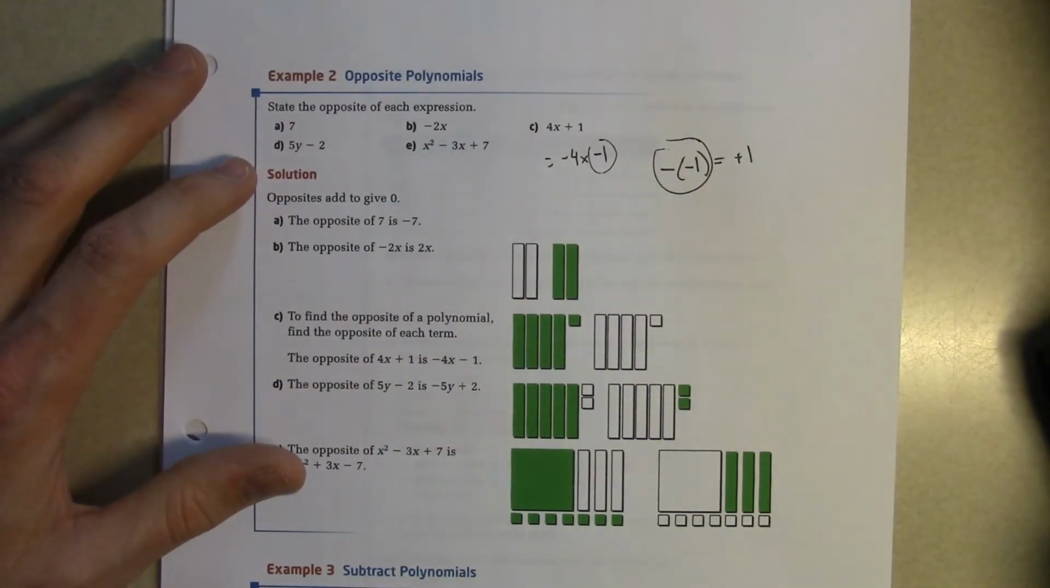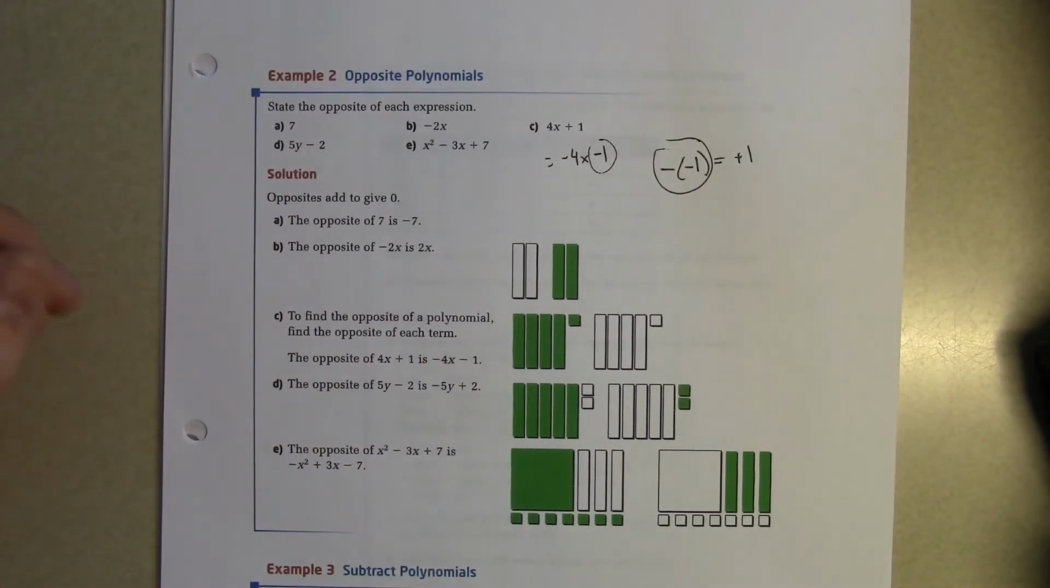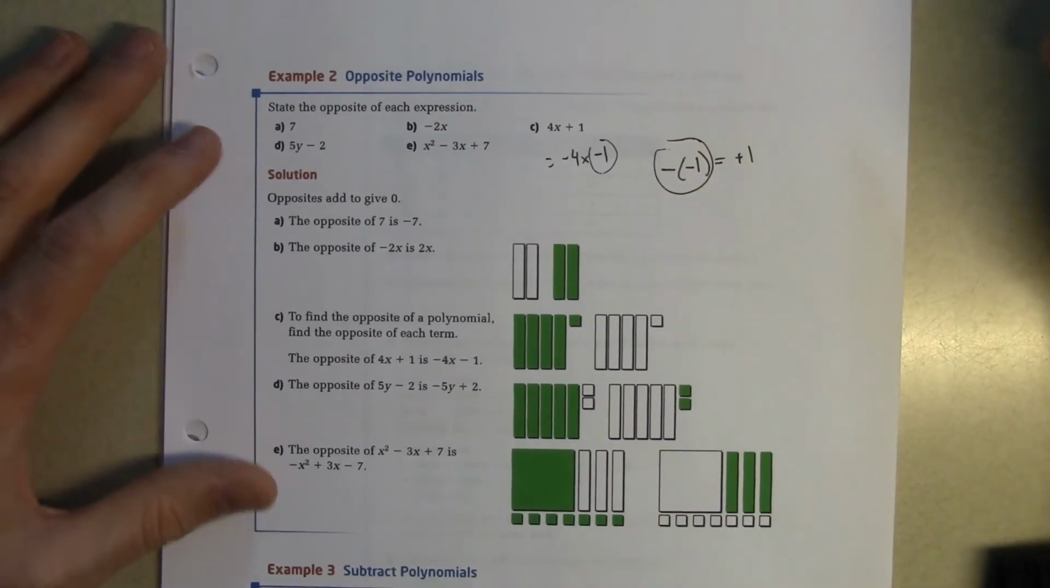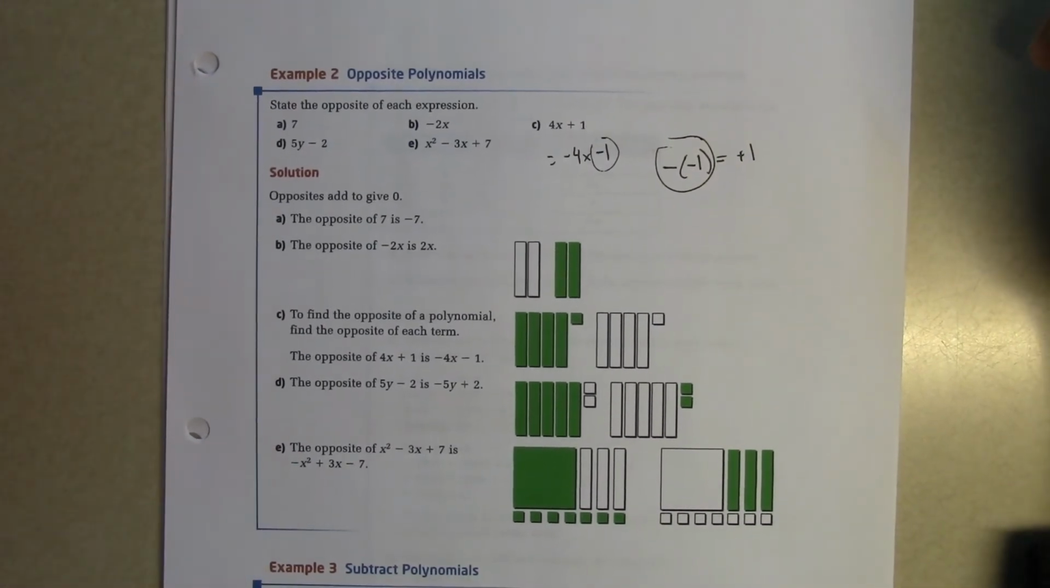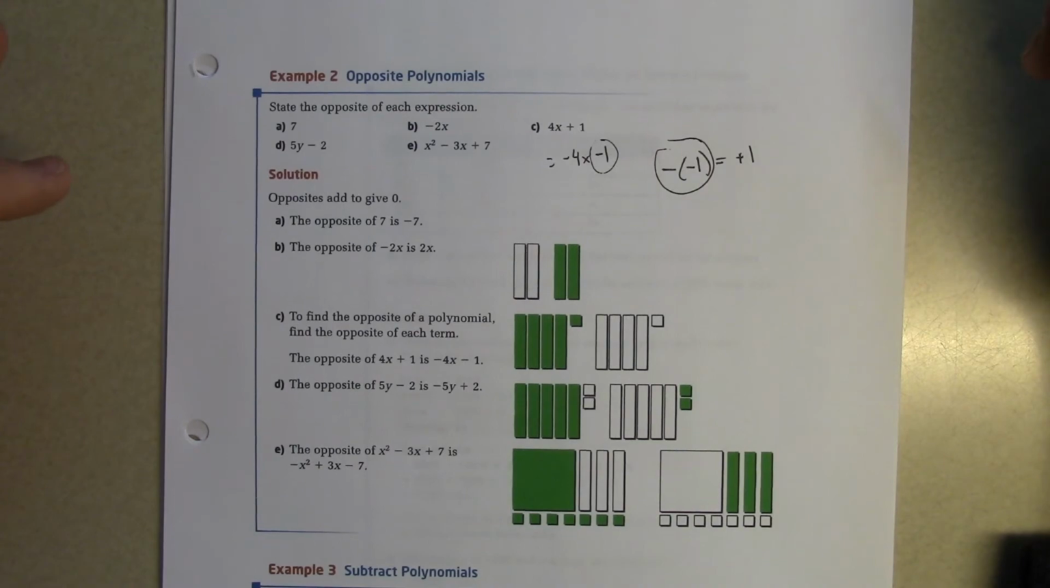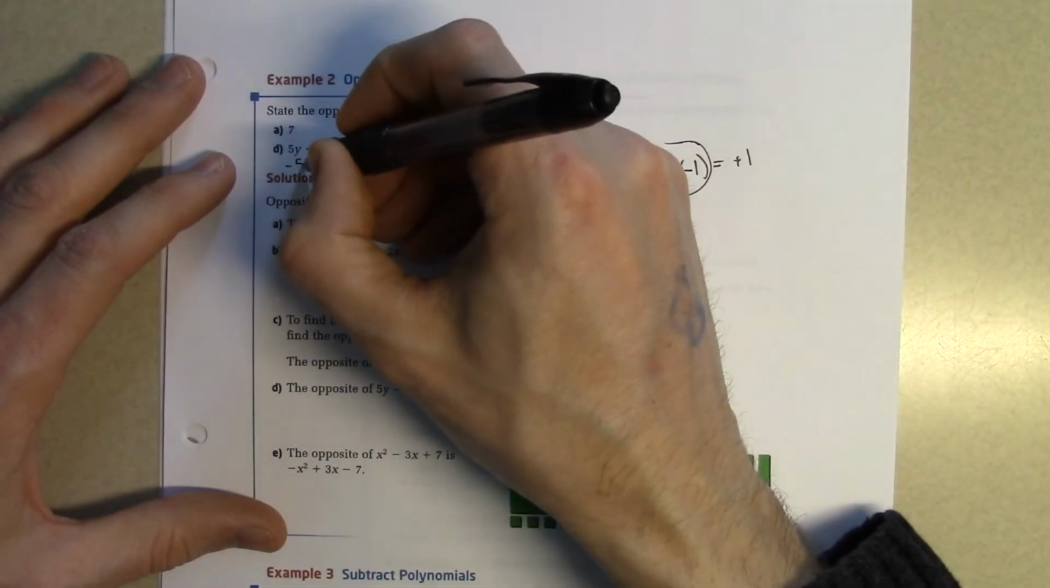Alvin, next one, D. We're just switching the signs, right? The opposite of 5y minus 2 is negative 5y plus 2. Excellent. Yeah, we're just switching the signs.